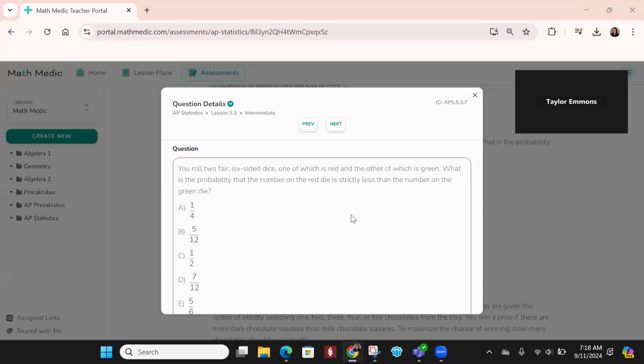Okay, so you roll two fair six-sided dice, of which one is red and the other is green. What is the probability that the number on the red die is strictly less than the number on the green die? Let's say we were creating the sample space, that means all potential outcomes, right? How many numbers are on the dice? Six. Okay, so we're going to say 1, 2, 3, 4, 5, 6, and this one is going to be the red, and then this one is going to be the green, 1, 2, 3, 4, 5, 6.